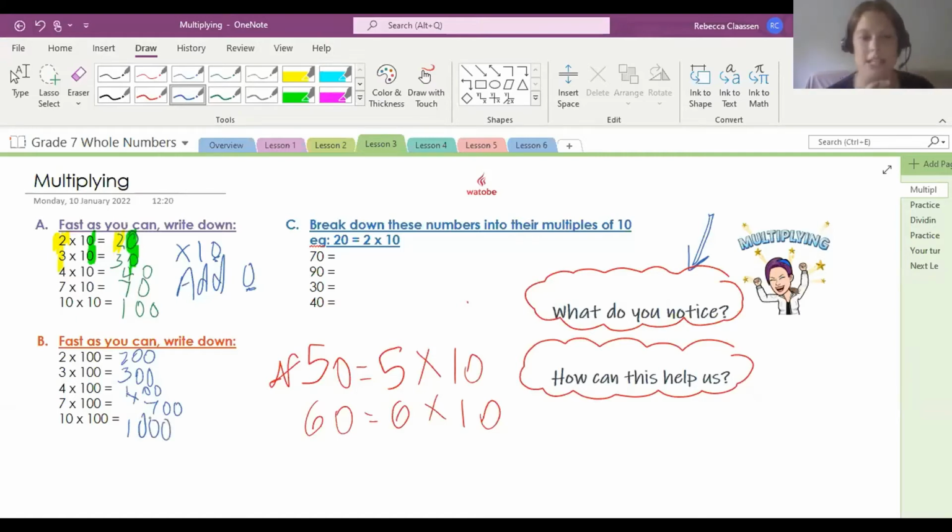So now that we've looked at the tens, who can spot what my pattern is for the hundreds? What's my pattern for the hundreds?